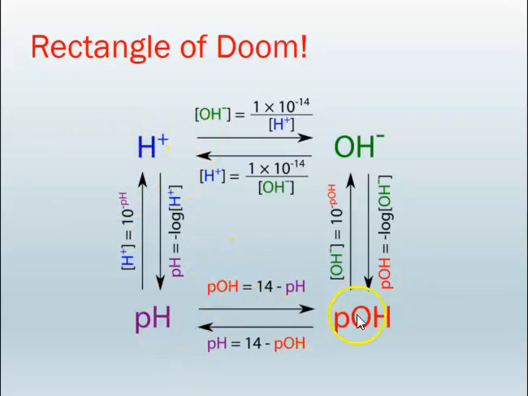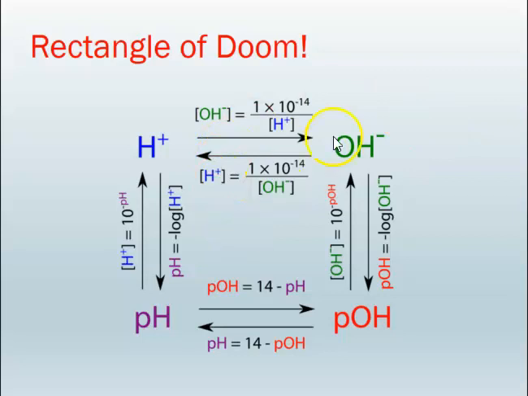Down here, pH and pOH, 14, right? So if you have the pH, just subtract that from 14, it gives you pOH. If you have pOH, subtract that from 14, gives you pH. And over on this side, if you have hydroxide concentration and you want the pOH, you just do the negative log of the hydroxide concentration. And then going the other way, if we have the pOH and we want the hydroxide, we do 10 to the minus pOH to get the hydroxide.